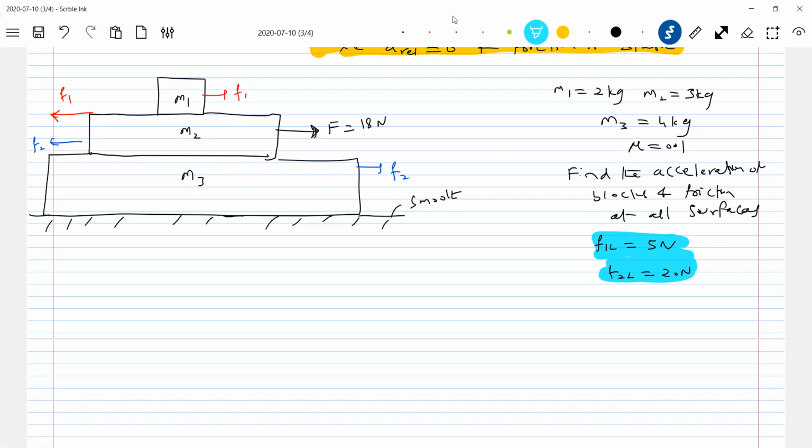We just assume that there's no slipping at all surfaces. The friction acting is static. Then we'll calculate the static friction and compare with F1L. Less than F1L, what you assumed is right. Greater than F1L, what you assumed is wrong.